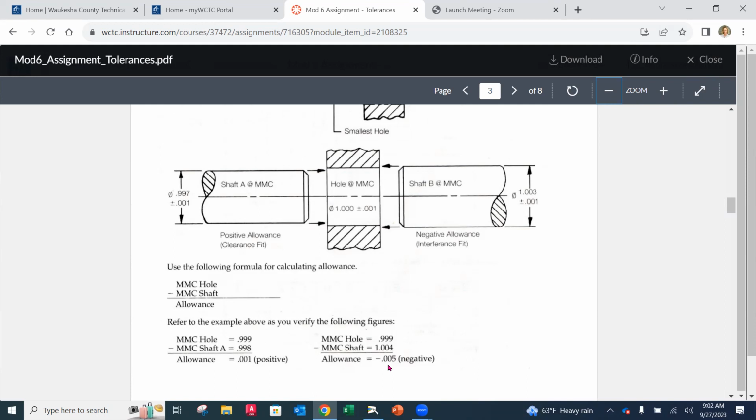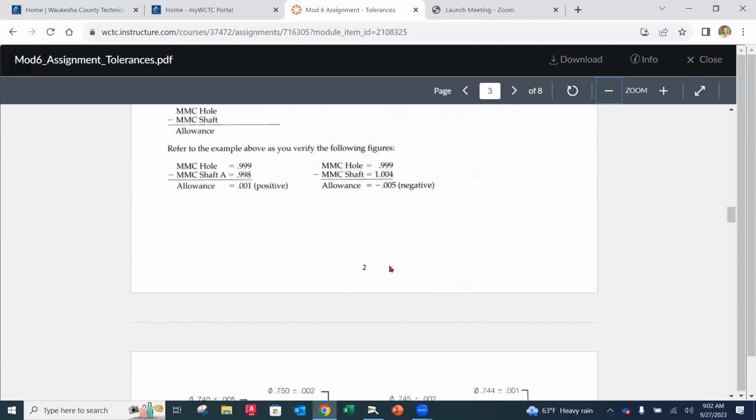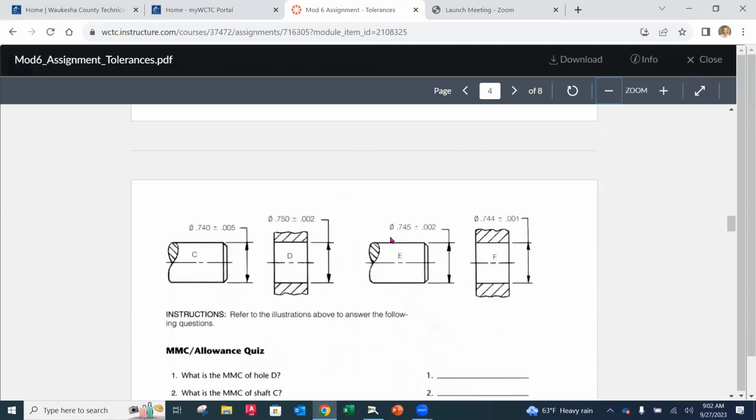Okay. That doesn't mean that that's bad. That can be by design, but that's going to shake out here as a positive or a negative. So positive is always clearance. Negative is always going to be an interference.